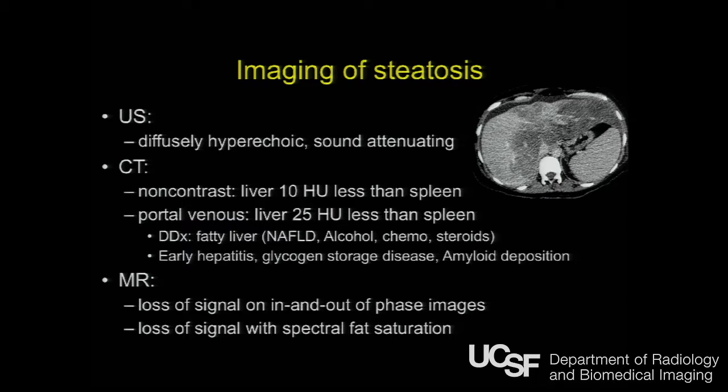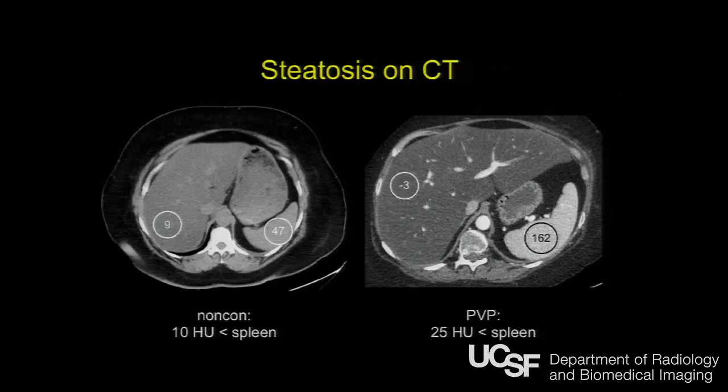On MRI, which I'll talk about a little bit more in the next couple of slides, we're looking for loss of signal on in and out of phase images. And then also, obviously, if you use spectral fat saturation, if you compare a non-fat-saturated to a fat-saturated image, you'll see loss of signal in the liver in patients who have fatty liver.